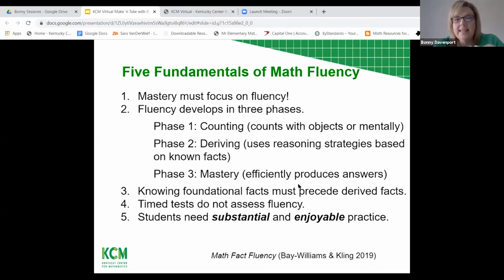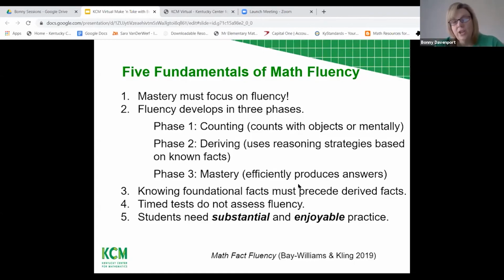And then that fluency is going to develop in 3 different phases. Phase 1, counting, where students are going to count with objects or they may count mentally. Some kids get really good at skip counting and use that when they're multiplying, but we don't want to leave kids there. We want to encourage them to develop more efficient strategies for developing mastery.